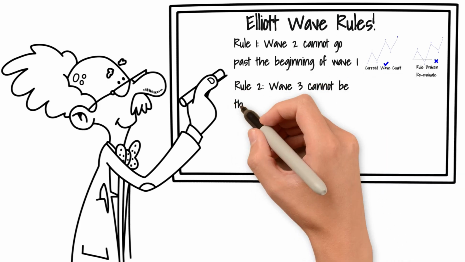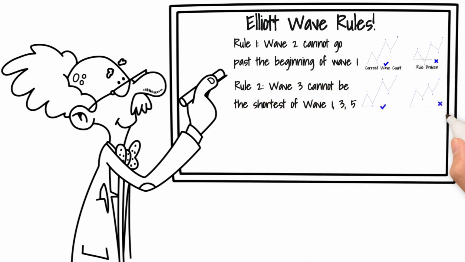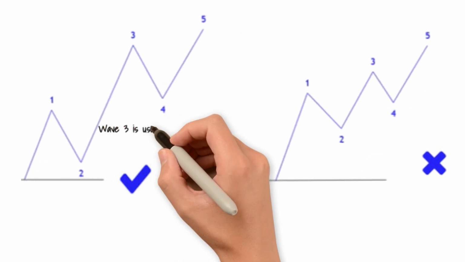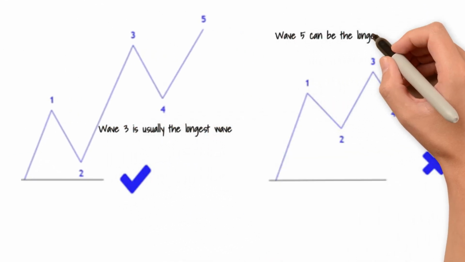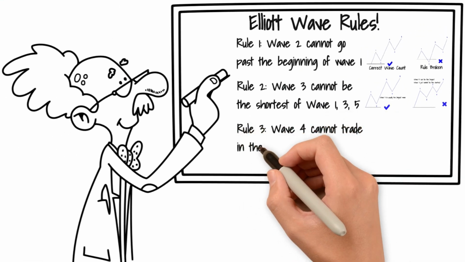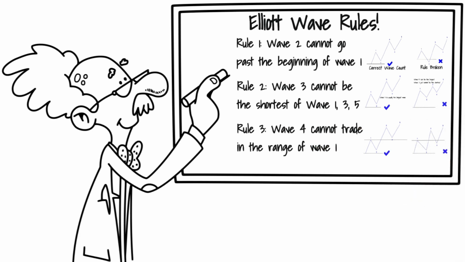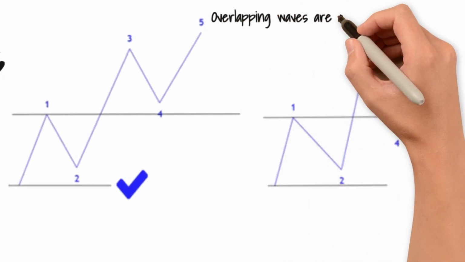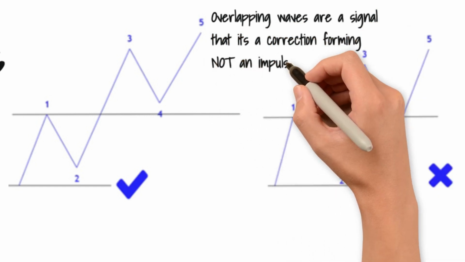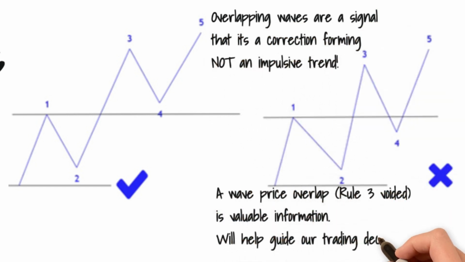Rule number 2 is that wave 3 cannot be the shortest of waves 1, 3, and 5. And rule number 3 is that wave 4 cannot retrace into the price territory of wave 1. These are simple, objective rules that allow the trader to discard many invalid wave counts, again, making Elliott waves practical to use as a strategy.